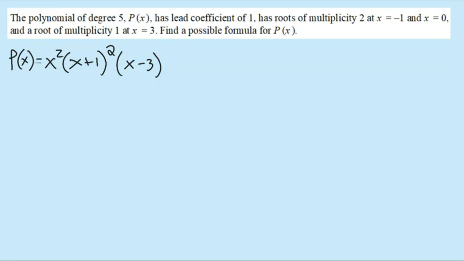So p of x is equal to x squared. That's a root of 0 with a multiplicity of 2. X plus 1 quantity squared, that has a 0 of negative 1 with a multiplicity of 2. And x minus 3, which has a root of 3 and a multiplicity of 1. So this is actually our final answer. That's actually our answer here. Now we could convert this into standard form, but it doesn't say that we have to convert it into standard form, so we're done. Let's move on to the last one.